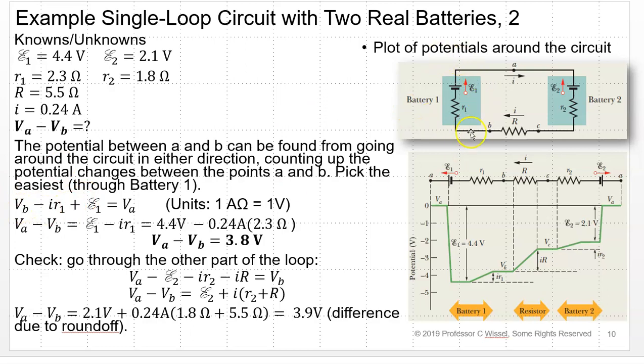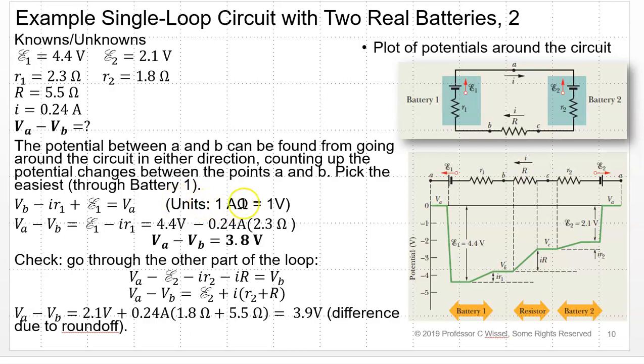So I start right here, and I start with VB, and I'm going with the direction of current through this internal resistance here, so that's down the waterfall. So that's minus IR1. I'm going from the negative to positive plate. So that means the battery is pumping up the charges, so it's plus E1. And now I come to VA. So here's my equation to determine the difference between VA and VB. I've used part of Kirchhoff's loop rule.